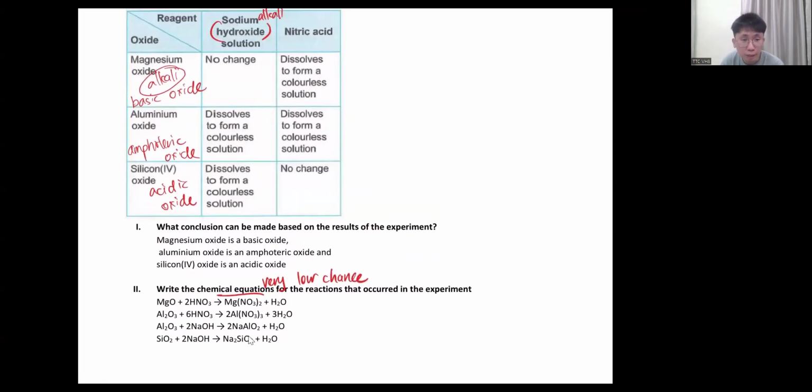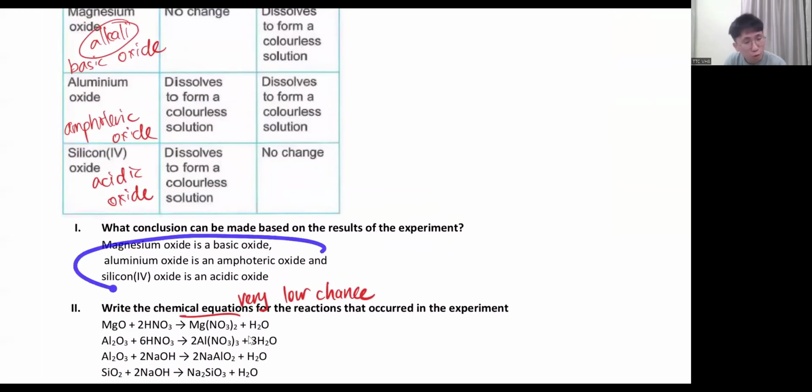But what they really like to ask in oxides is this one. They ask you who is basic, who is amphoteric, and who is acidic. They might not even give you the term. You must know the terms by yourself, like basic oxide, amphoteric oxide, acidic oxide.